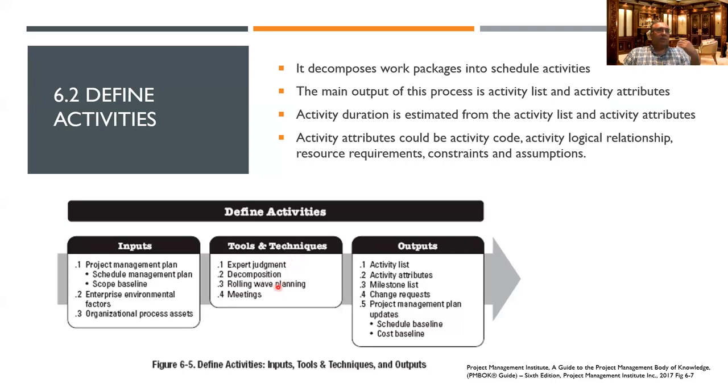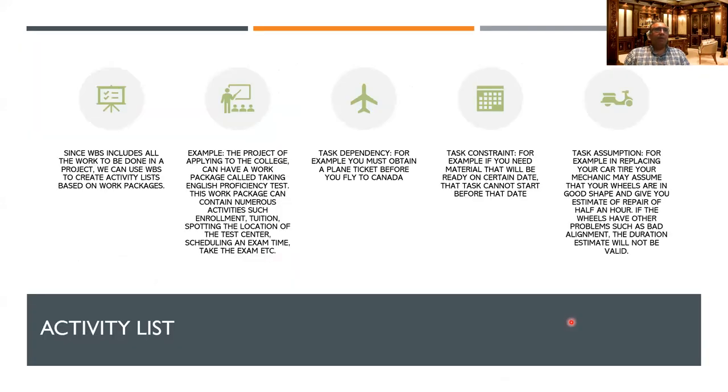And then they may have meetings. If you are there, you may have met somebody who already took the IELTS. You want to go meet your friend. Oh, you took the IELTS. Can you tell me about it? So you have meetings with them. And then as a result, you get a list of the activities. The attributes are the relationships. And then we'll talk about milestone and all these things. So this is next coming up. So this is the output of this defined activity.